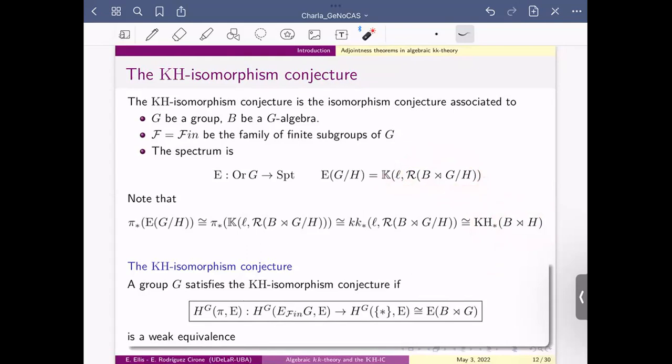Then this spectrum, which represents algebraic KK theory, satisfies that if you take the homotopy groups, we have the KK groups of these things, which coincides with the homotopy K-theory of the crossed product of H with B. Then a group satisfies the KH-isomorphism conjecture if the assembly map is a weak equivalence. Well, here we have coefficients, of course.